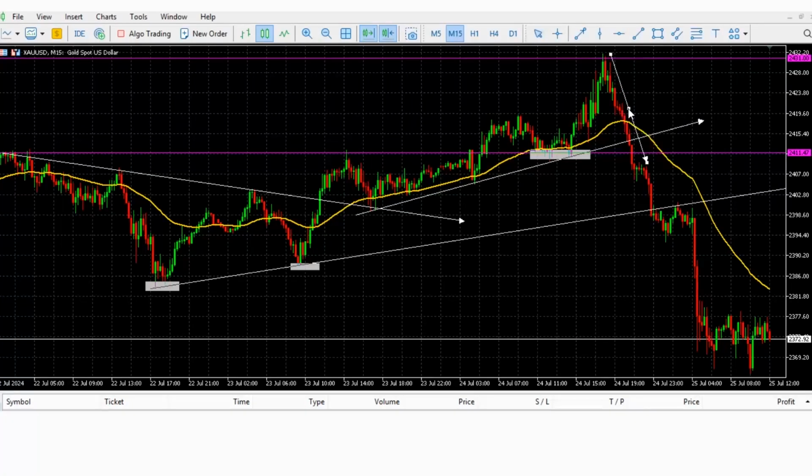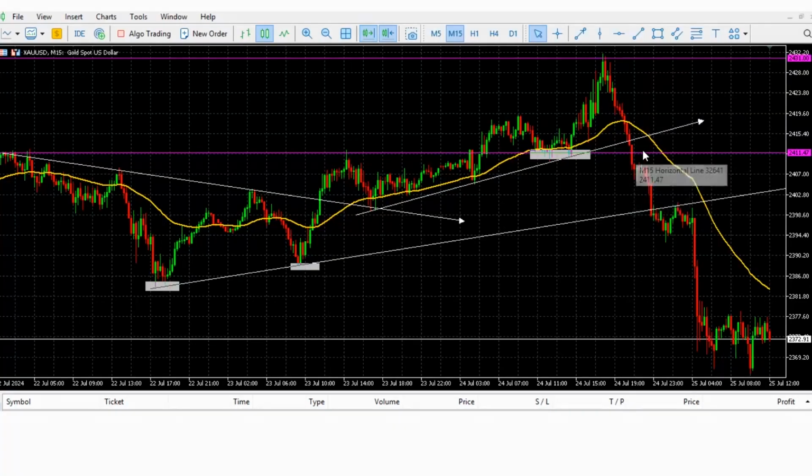The sellers are in control of the market. That is why the market is going down. That is why you can see the strong bearish momentum here. The market is going down. So for the fact that the market has broken below our three key levels, we are taking a sell trade.